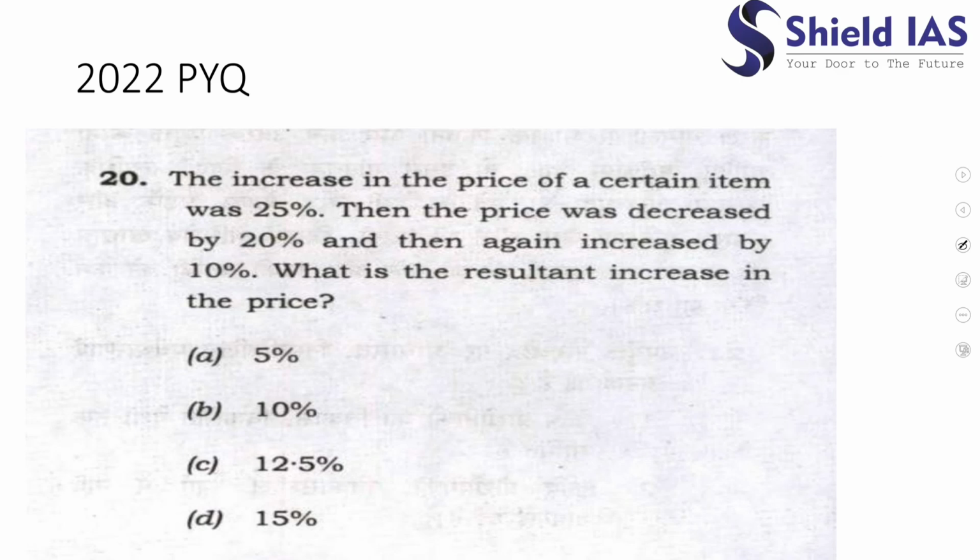Now the next question. The increase in the price of a certain item was 25%, then the price was decreased by 20%, and then again it was increased by 10%. We have just seen that if you increase the price of a certain item by 25%, let's say it was 100, increased by 25, 125, then the price was decreased by 20%. Now 125 into 20%, or if I make it 80, then the new price would come. What would it be?